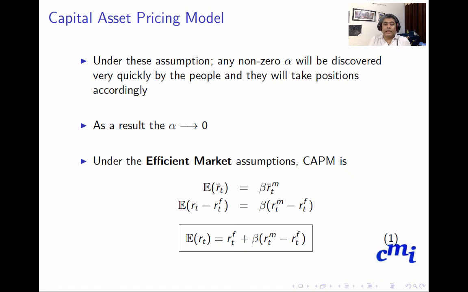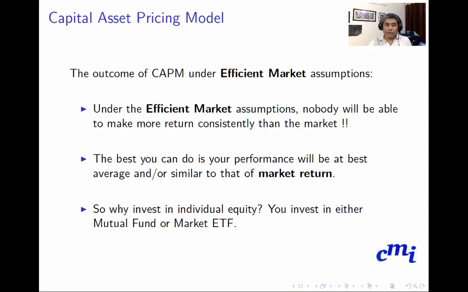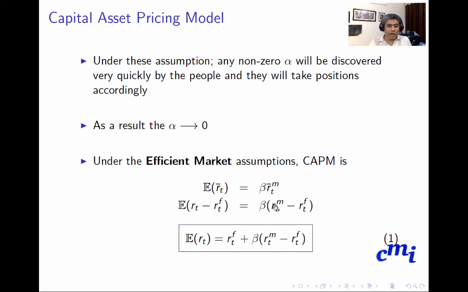Now this is the equation that you will see in most economics textbooks or quantitative finance textbooks, but this is how we can explain the capital asset pricing model. But remember, what is the outcome of a CAPM under an efficient market? Under the efficient market assumption, nobody will be able to make more return consistently than the market return. The best you can do is your performance will be, at best, average or similar to that of the market return, or some multiple of market return, which is beta. That's it. You can't do more than that.